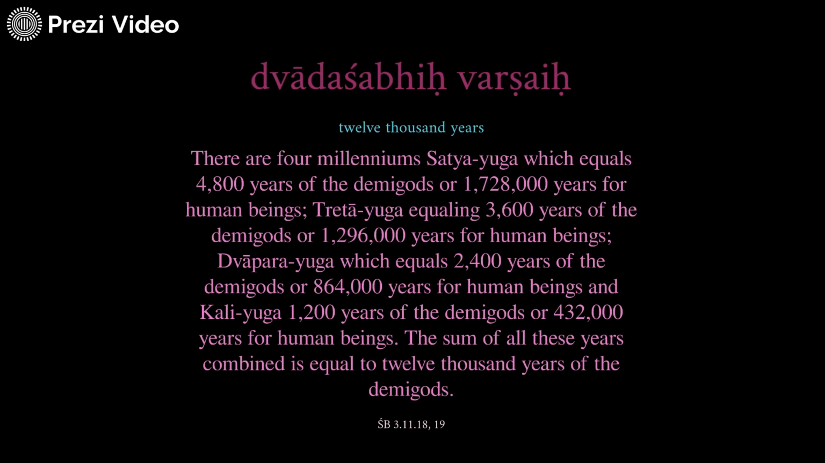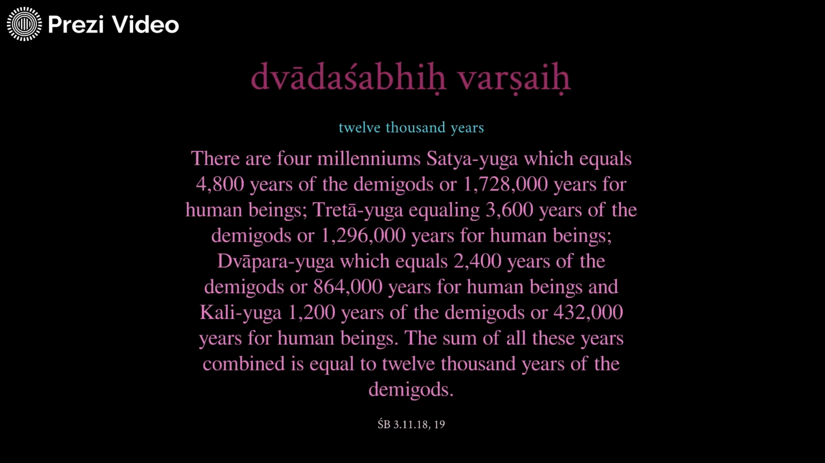12,000 years. There are 4 millenniums. Satya Yuga equals 4,800 years of the demigods, or 1,728,000 years for human beings. Treta Yuga equals 3,600 years of demigods, or 1,296,000 years for human beings. Dwapara Yuga equals 2,400 years of the demigods, or 864,000 years for human beings.